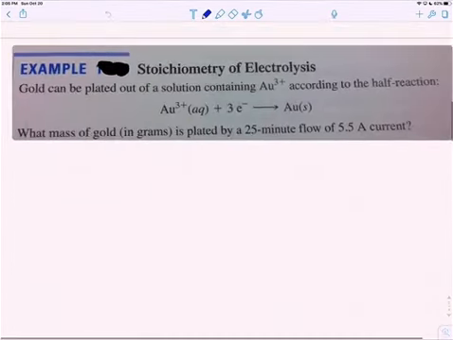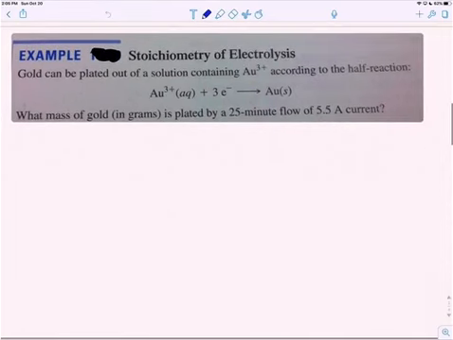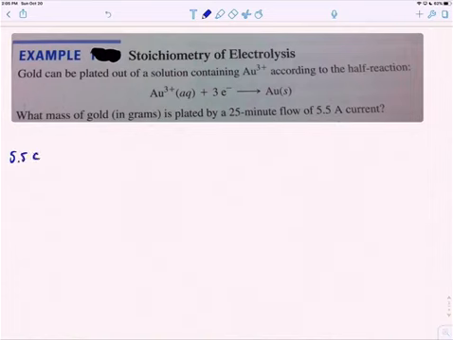So let's do an example problem with this. So gold can be plated out with a solution containing gold, and the half reaction, gold plus 3 electrons makes gold metal. What mass of gold in grams is plated by a 25-minute flow of 5.5 amps of current? So let's do this. So this is good old dimensional analysis. You have 5.5, an amp is a coulomb per second, and then you have 25 minutes, and there are 60 seconds in a minute.